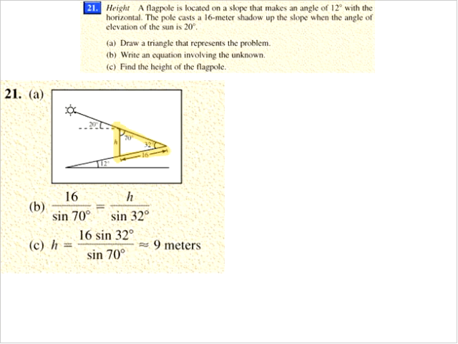Here is the 12 degrees of angle of elevation. And then your 20 degrees up here is your angle of elevation. This is actually angle of depression, but an angle of elevation up here. Then we can get 32 and 70 degrees. And now we have to solve.